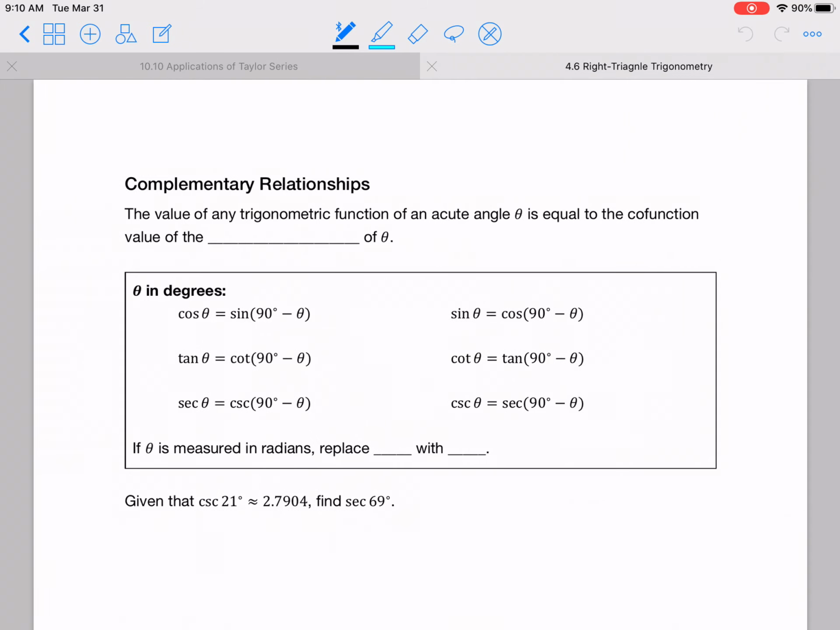All right, next we want to look at complementary relationships. Basically, the value of any trigonometric function of an acute angle theta is equal to the cofunction value of the complement. Essentially, that's just the complement of theta.